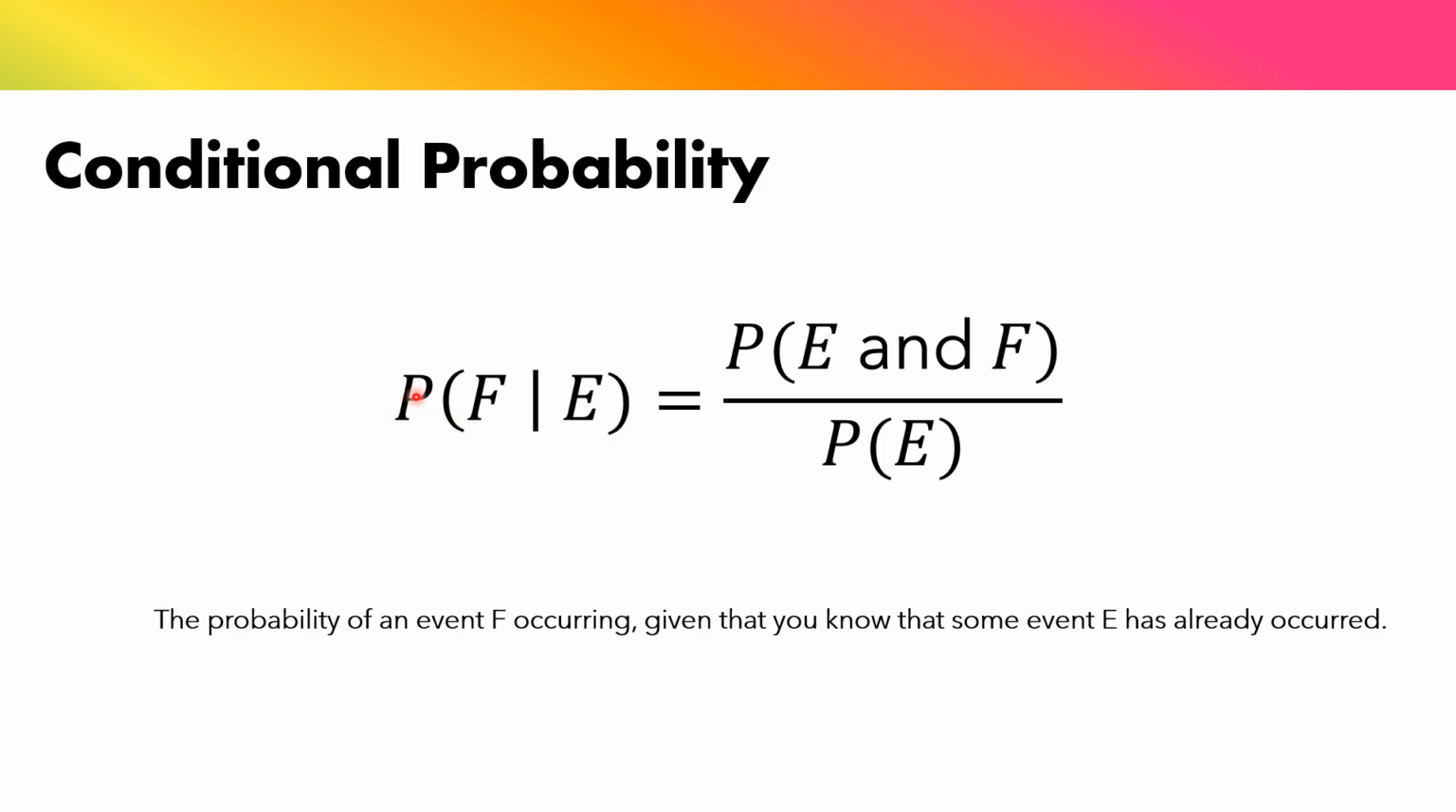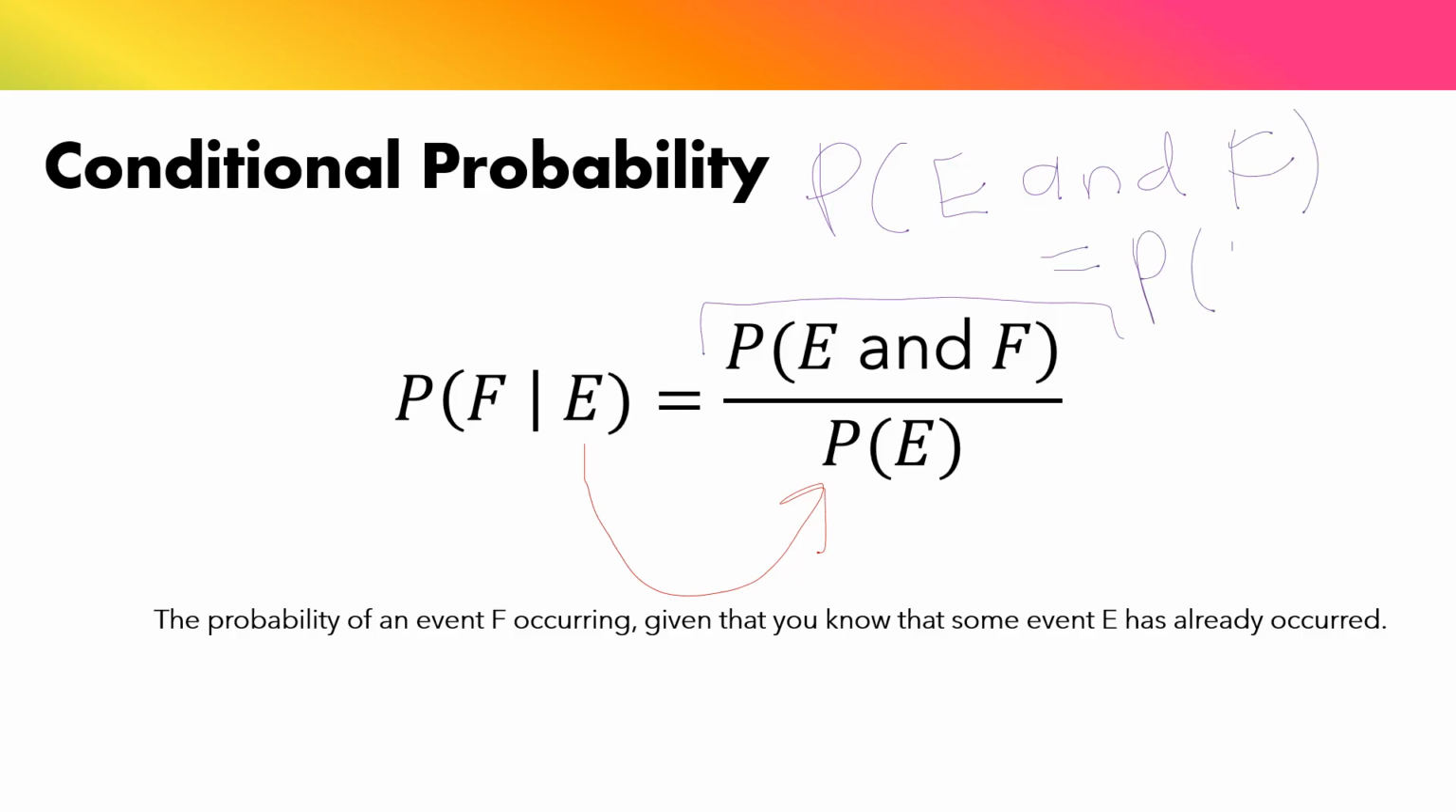All right, so it says the probability of F given E is equal to the probability of E and F divided by the probability of E. So I want you to notice that whatever comes after the given line always goes to the denominator. Right, so whatever event comes after the given line, that's always the event that you're going to put in the denominator. And then for the numerator, the probability of E and F is the same thing as probability of F and E.